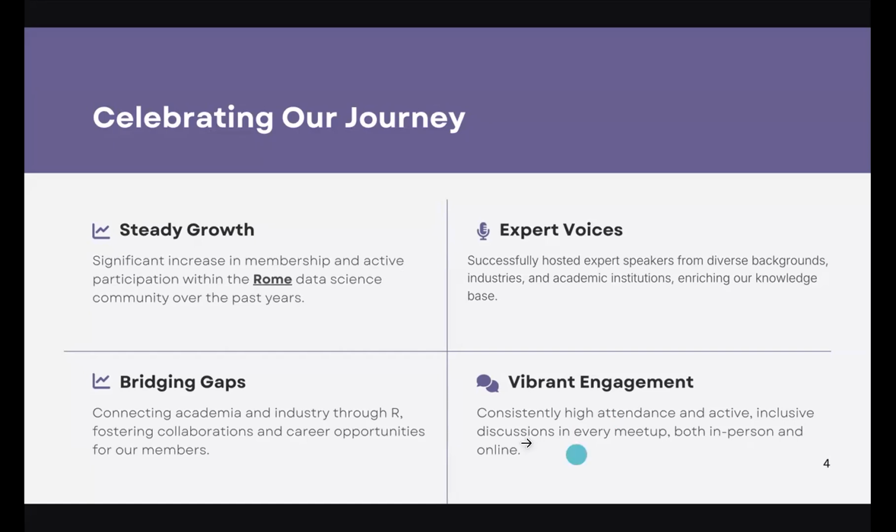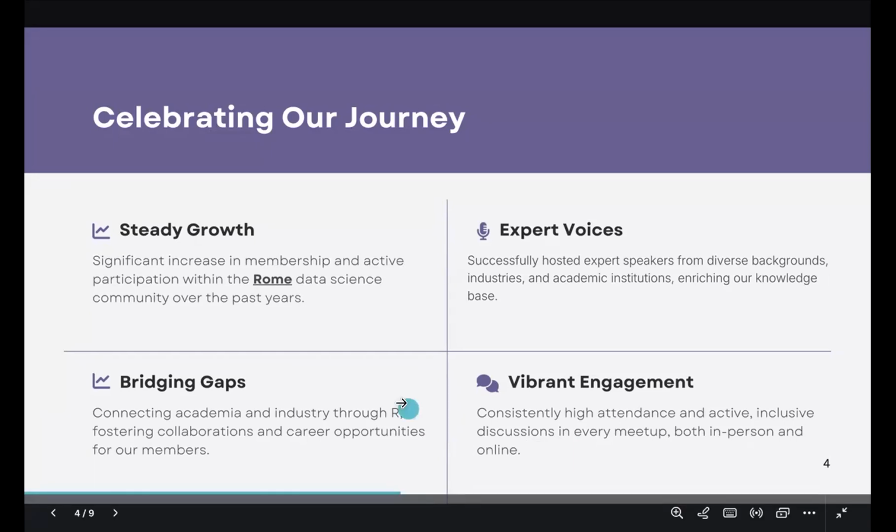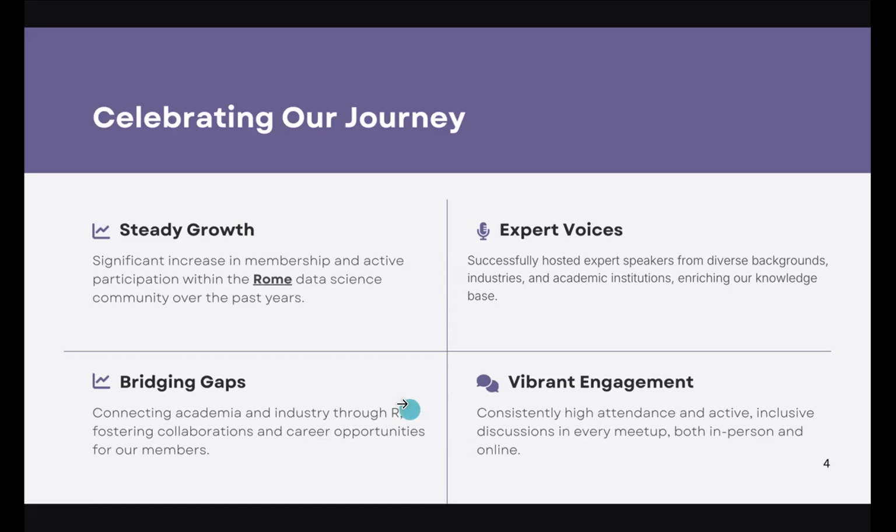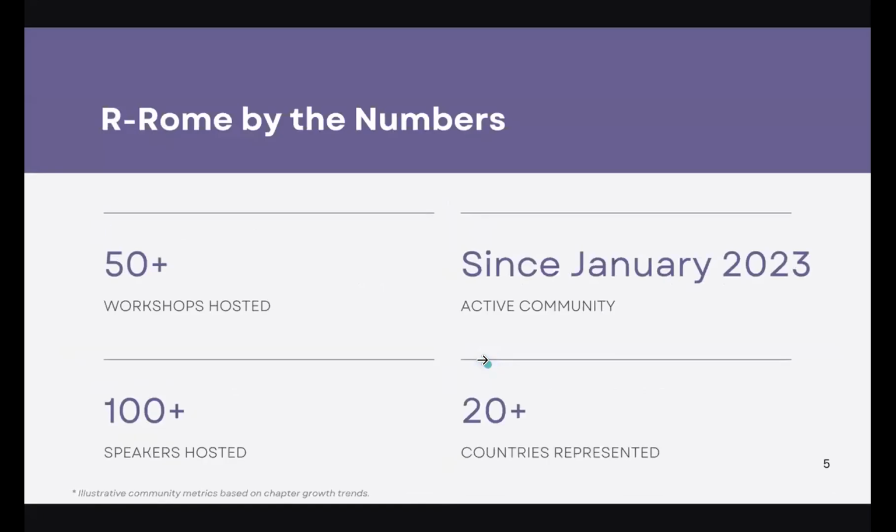So we can see that we have a consistently high level of attendees and active, inclusive discussions in our meetup. So we are very happy about that. Rome in numbers: 50 plus workshops, 100 plus speakers. We started in January 2023. And 20 plus countries represented.